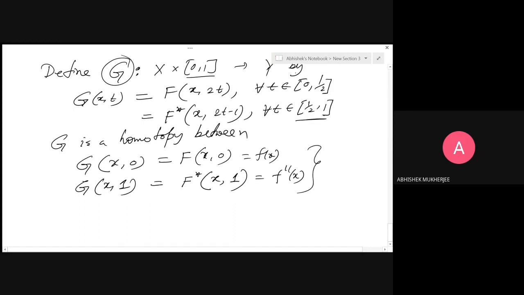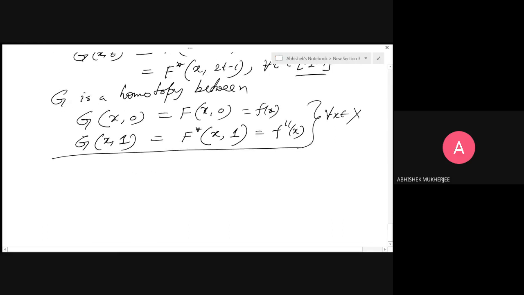In this way, you have defined a continuous map from X cross [0,1] to Y, satisfying these two properties of a homotopy. Hence f is homotopic to f double dashed, and this proves that the relation we have defined is an equivalence relation.